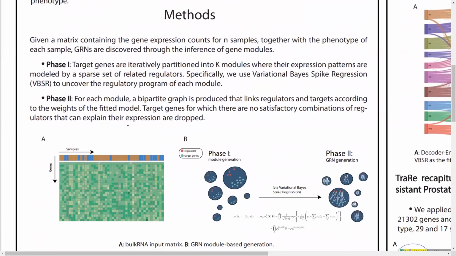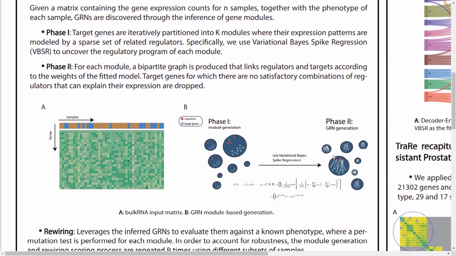non-responders. From a given matrix containing the gene expression counts for n samples, GRNs are discovered in two phases. During phase 1, target genes are iteratively partitioned into K modules, where their expression patterns are modeled by a sparse set of related transcription factors, what we call regulators. After this, a variational Bayes spike regression model is used to explain the target gene expression as a linear combination of driver genes in order to infer gene regulatory networks.